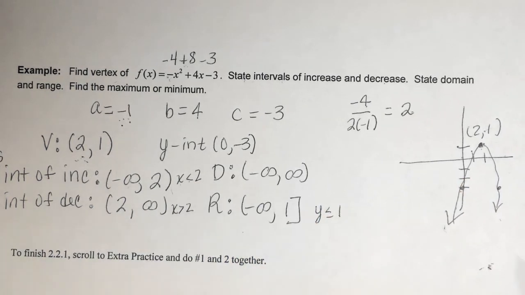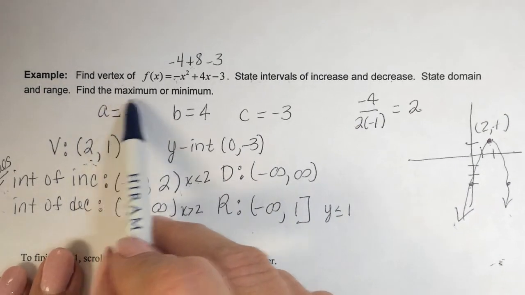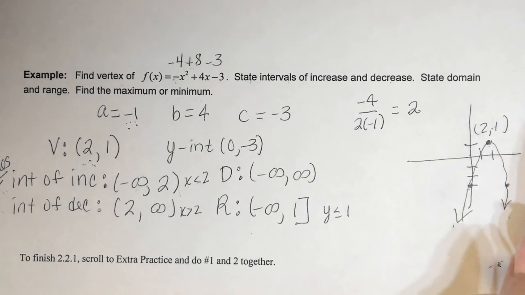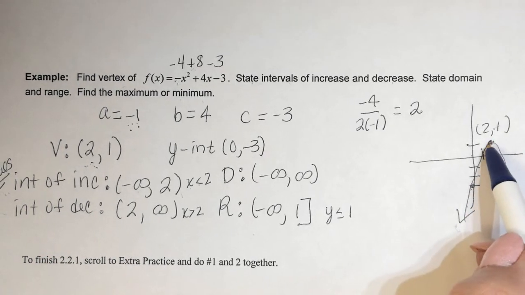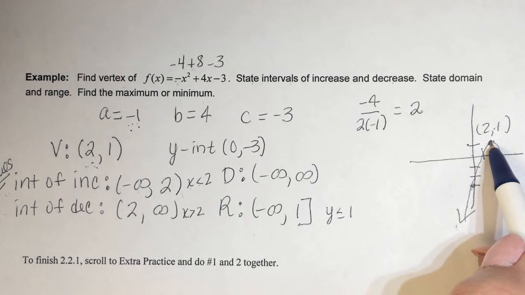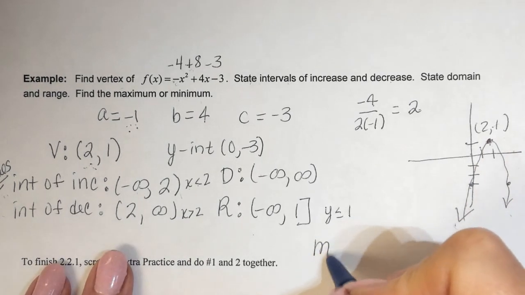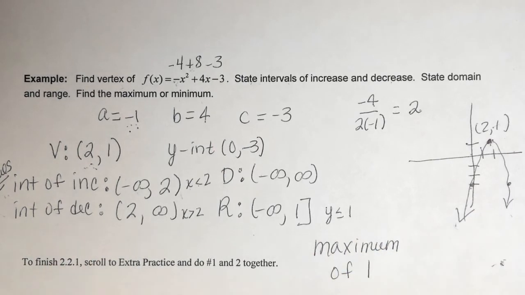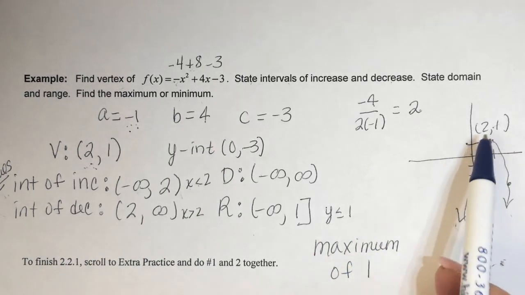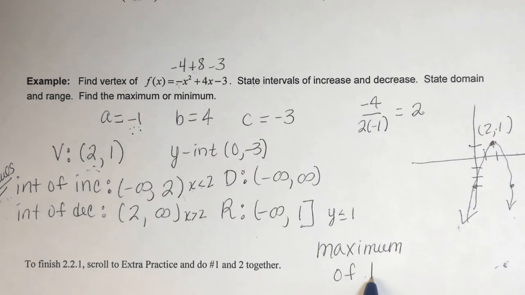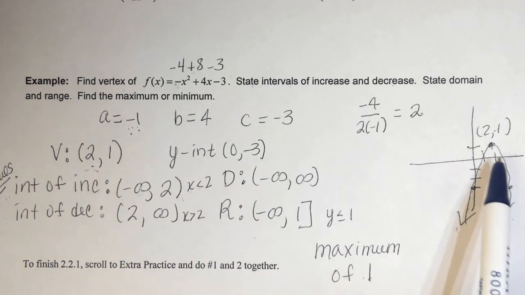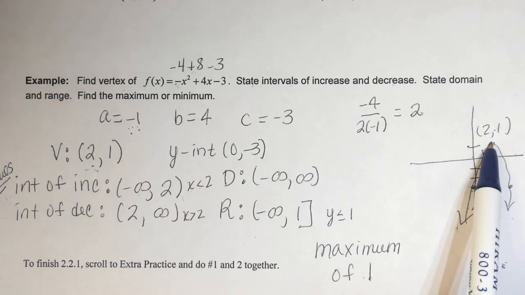And then we have to state the maximum or minimum. So since this is opening down, is this going to be a maximum or a minimum? Max. So we're going to have a maximum of 1. That's going to be our highest point. And see how I just wrote the y value? I'm not renaming the vertex. I'm just saying what is my highest y value.